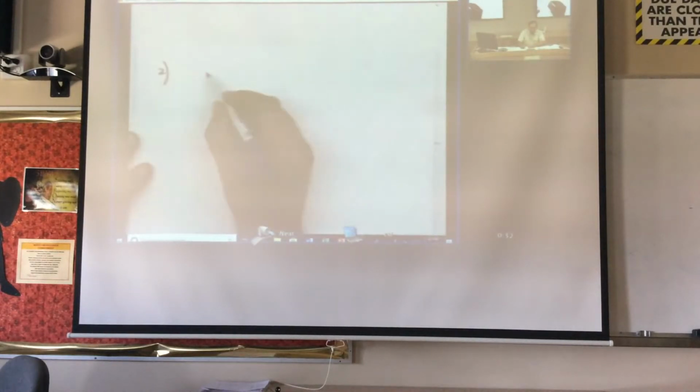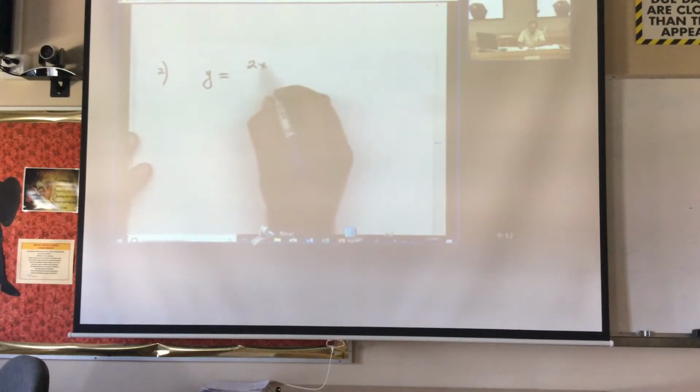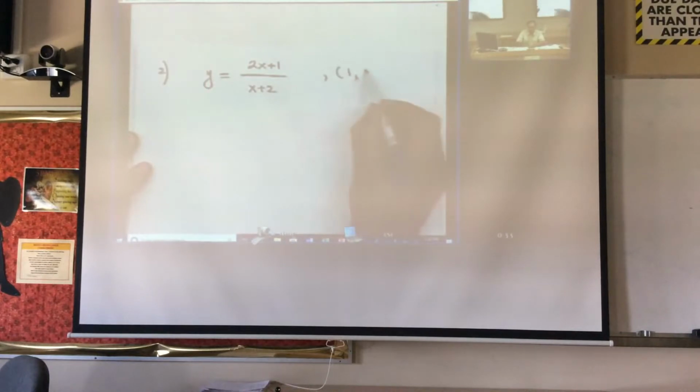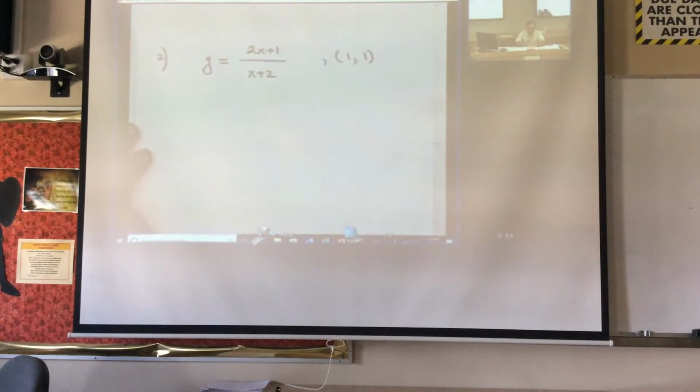And this time, this will be, let's say, y equals, it doesn't make a difference if I write f of x. So it's (2x plus 1) over (x plus 2). And the point of tangency will be (1, 1). So you see, the function changed. Now the previous one was a quadratic function, right? So polynomial, let's say.